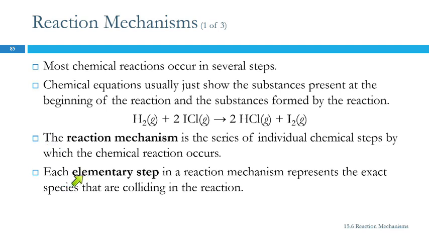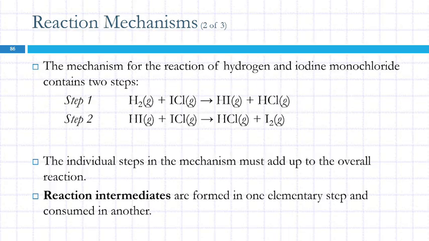Each of those steps is called an elementary step because it represents the exact things that have to collide and react. So the mechanism for the reaction of H2 and ICl has two steps. In the first step, the hydrogen collides with the ICl and makes HI and HCl. Okay? These are the two actual things that are running into each other. And then the HI that we made in the first step runs into another ICl, and that makes HCl and I2.